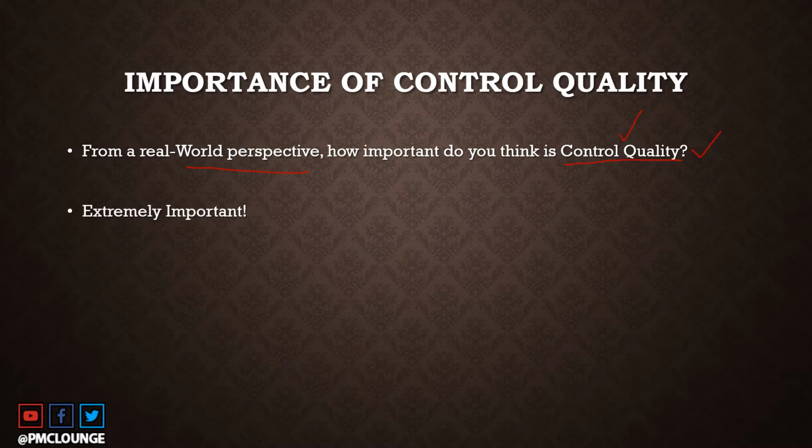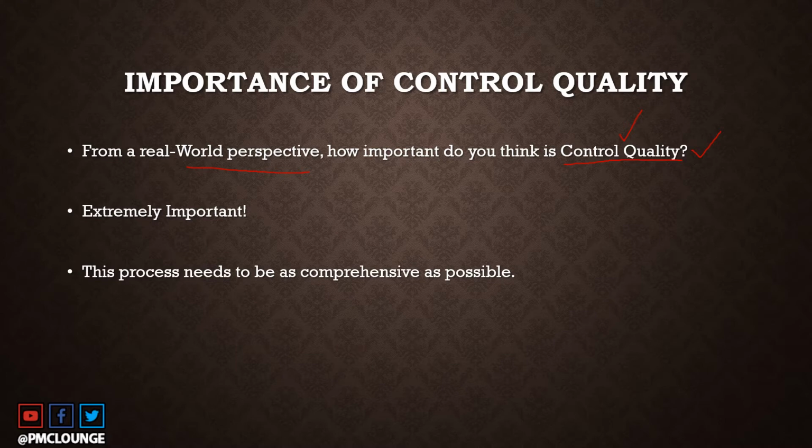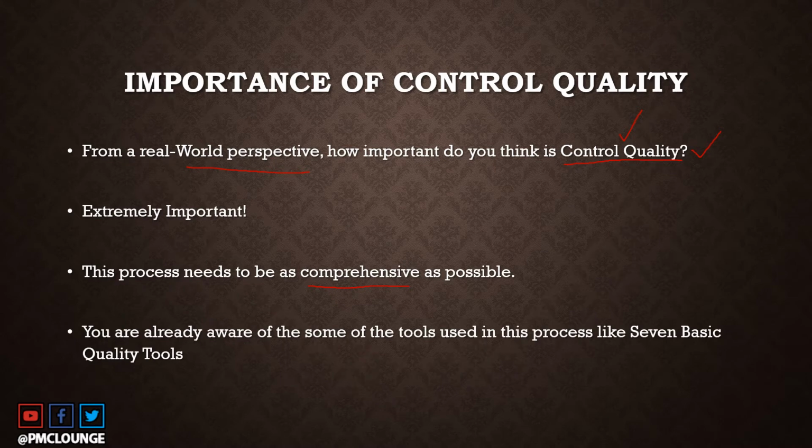And let's say the product of your project is a mobile phone, and in control quality, you are going to test the quality of that mobile phone. So you can now imagine how important this process really is. And that is the reason why this process needs to be as comprehensive as possible.